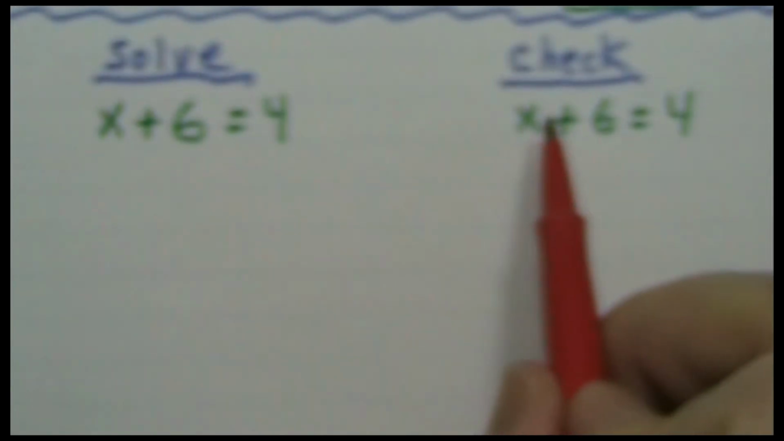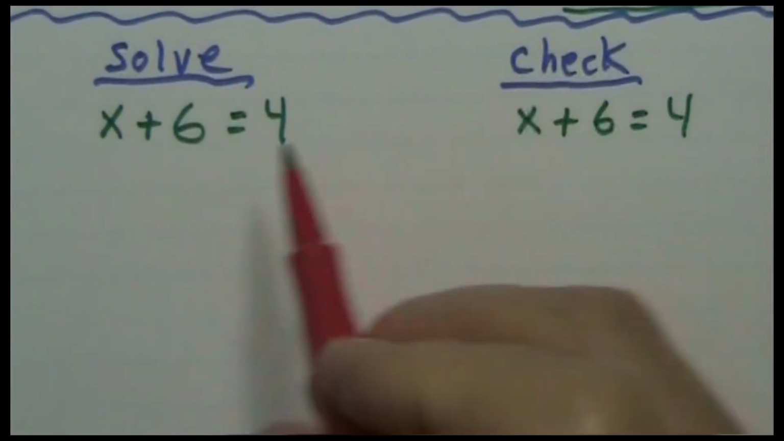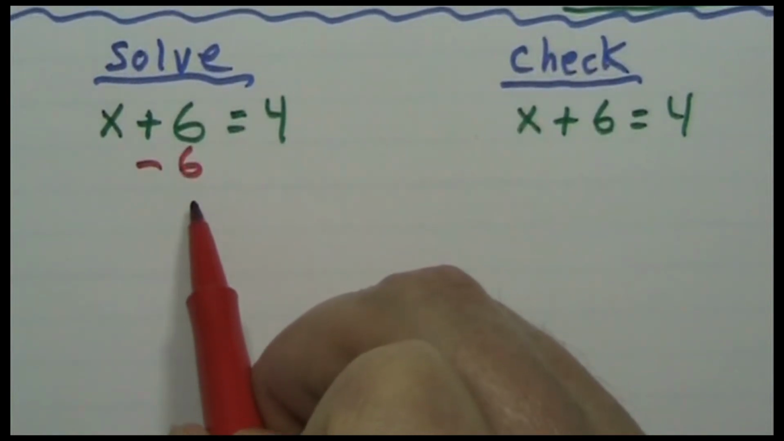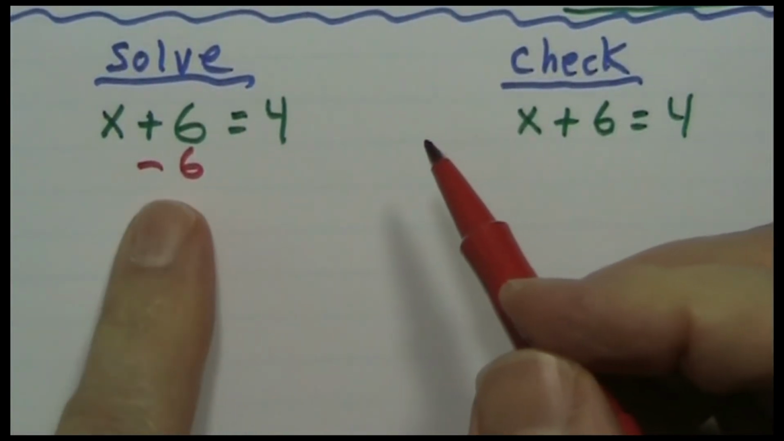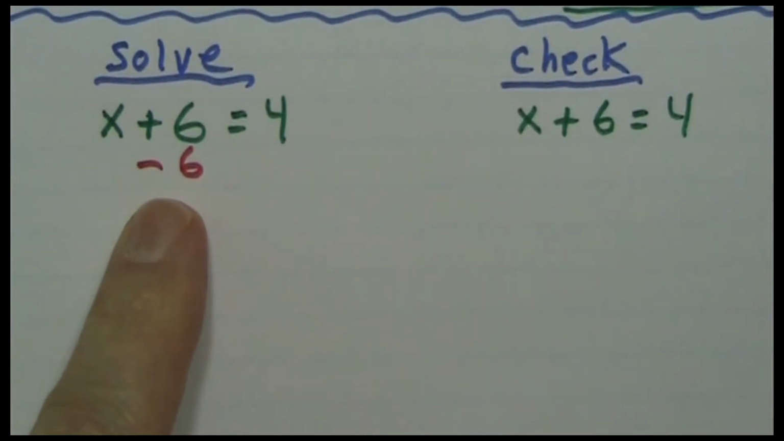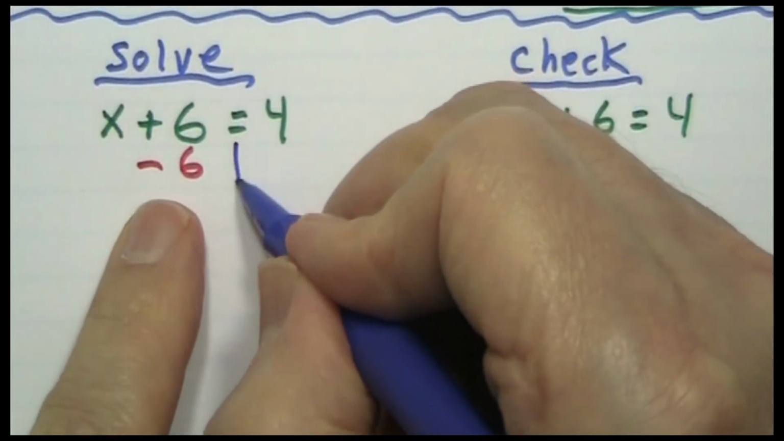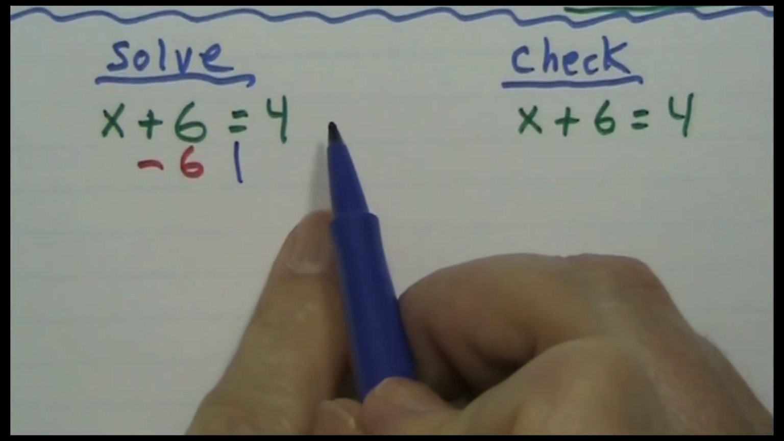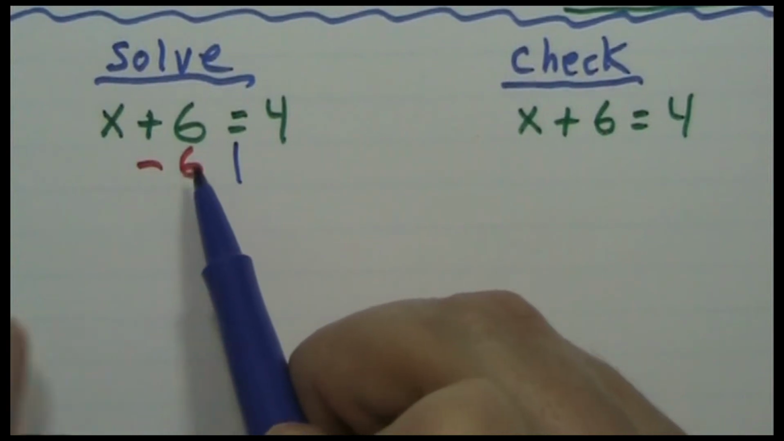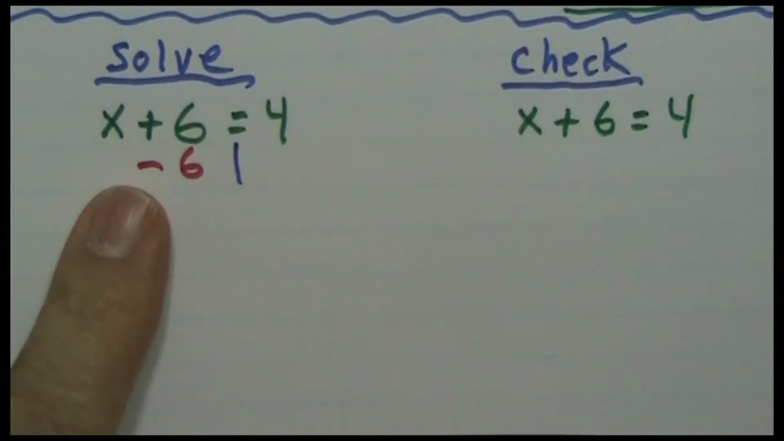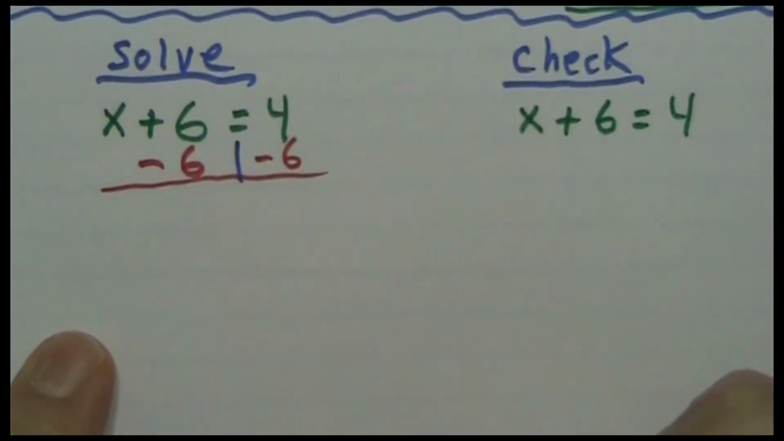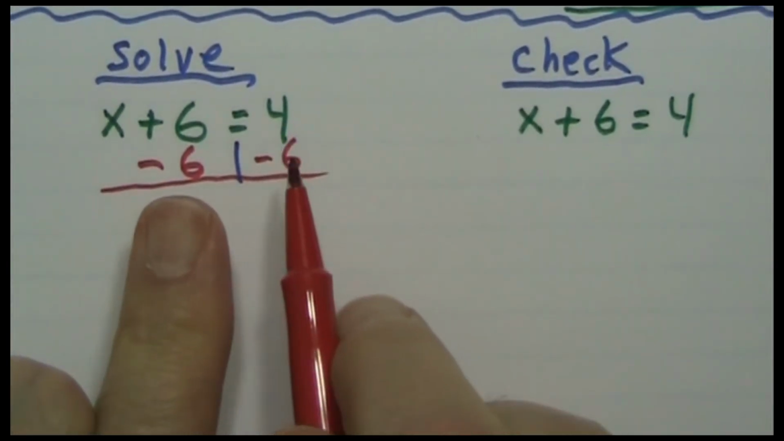All right, so let's take a look. We have x plus 6 equals 4. Now this is adding 6, so we do the opposite. We subtract 6. Now, we need to do that on both sides. Some people will even draw a little line here because you have a left side and a right side. So if I subtract 6 on this side, then I need to subtract 6 on the other side, because we have to keep it balanced. We have to keep it equal.